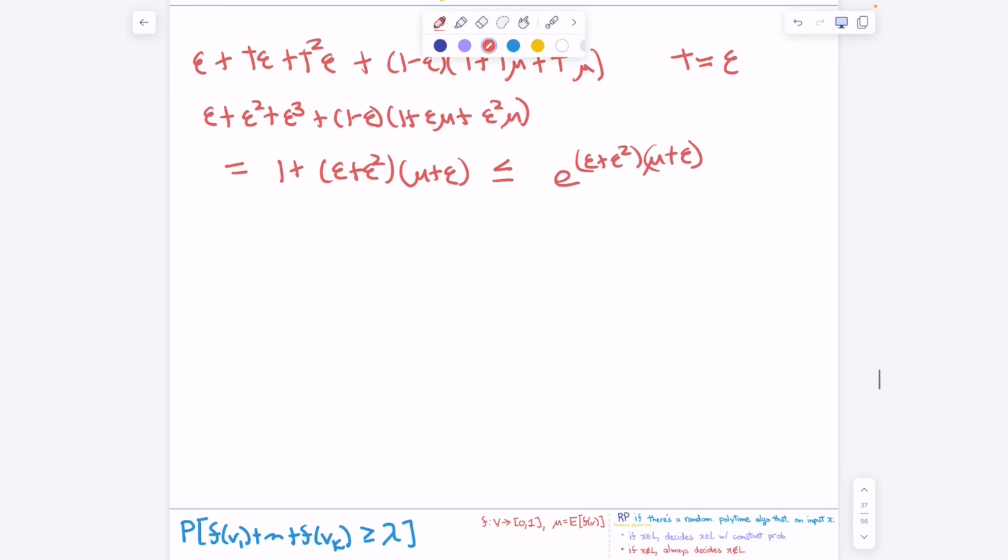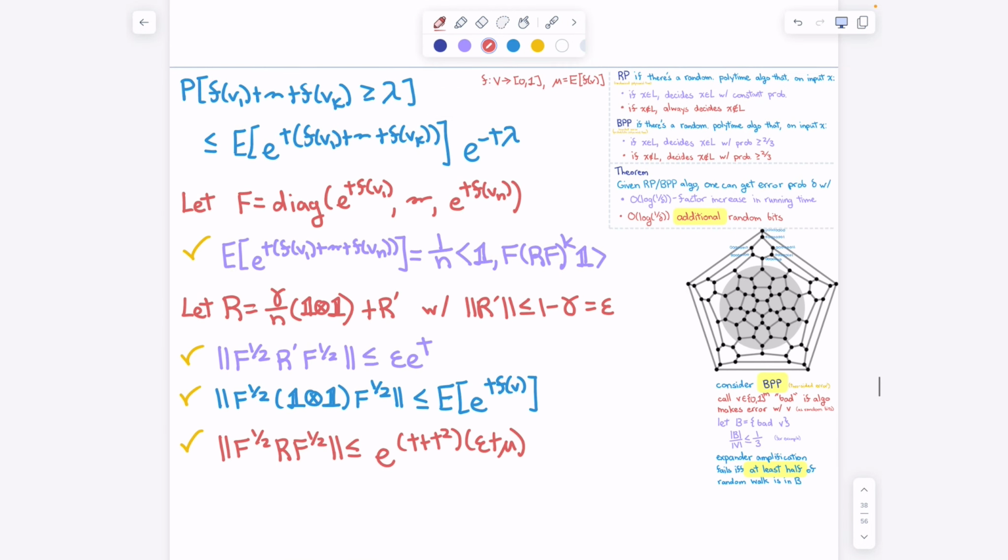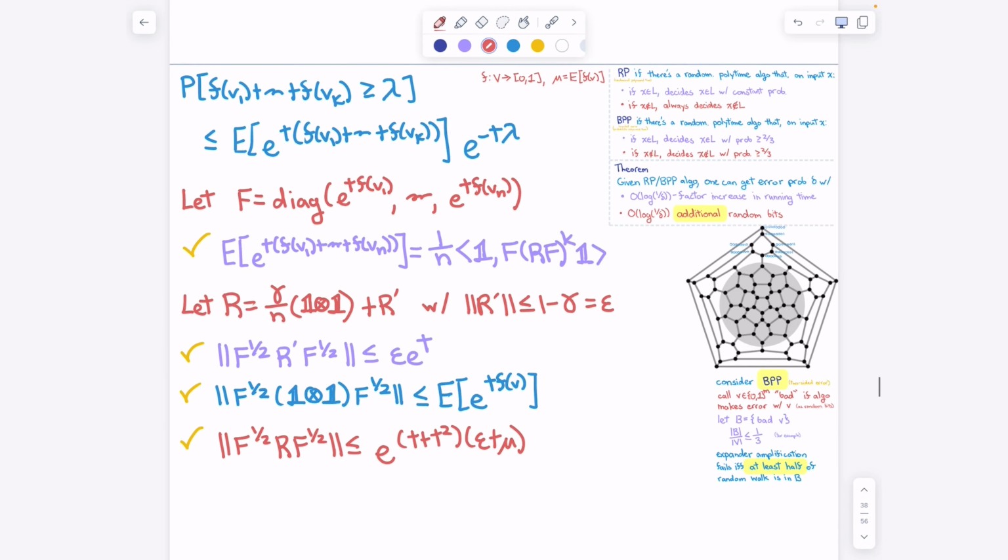Okay, so right, we're almost done. So we've reached this stage. So now what? Now we've bounded the moment, e to the t f of v, 1 plus f of v. We plug this thing in.